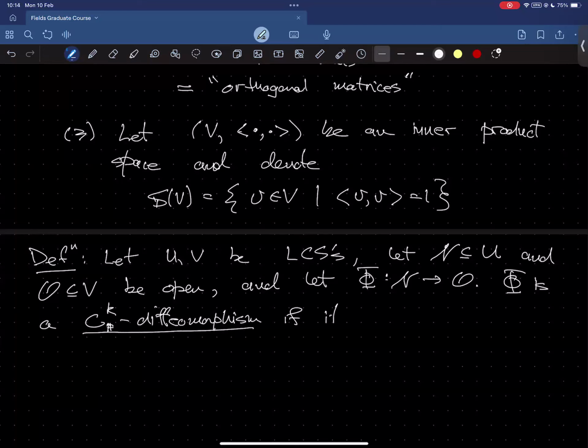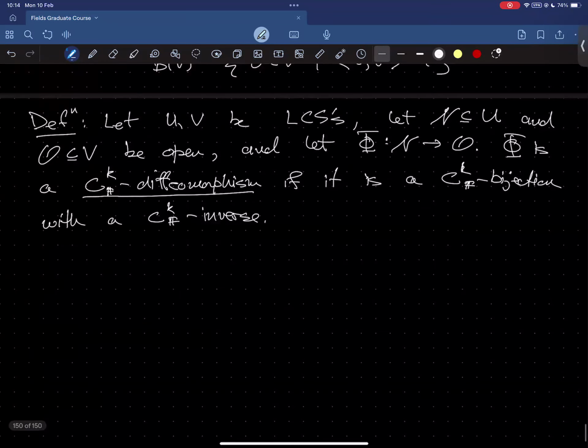if it is a C^K bijection. Okay, so it's one-to-one and onto, and it's of class C^K. And so because it's a bijection, it has an inverse, and to be a C^K diffeomorphism, I require the inverse to be also C^K. Okay, so there'll be homework problems where you can explore this definition.